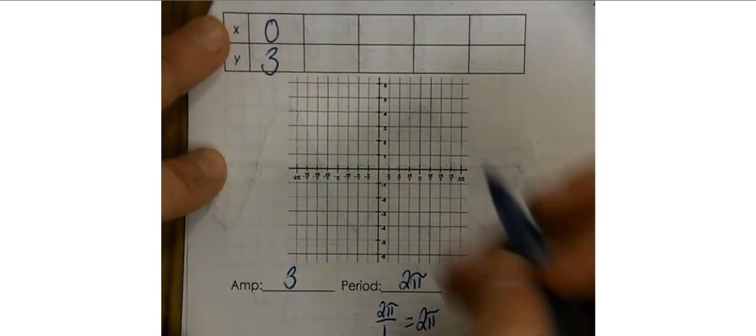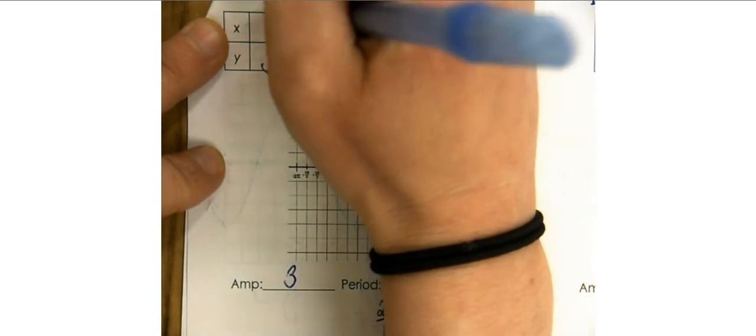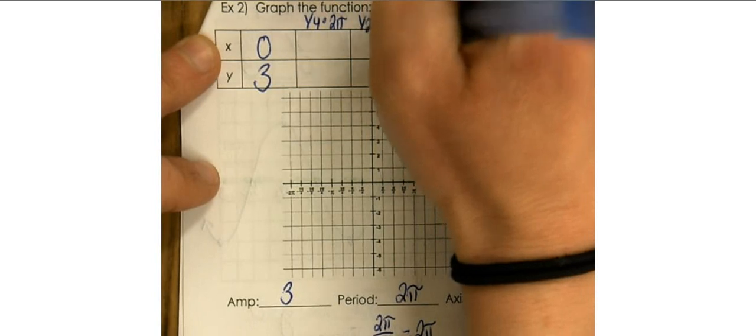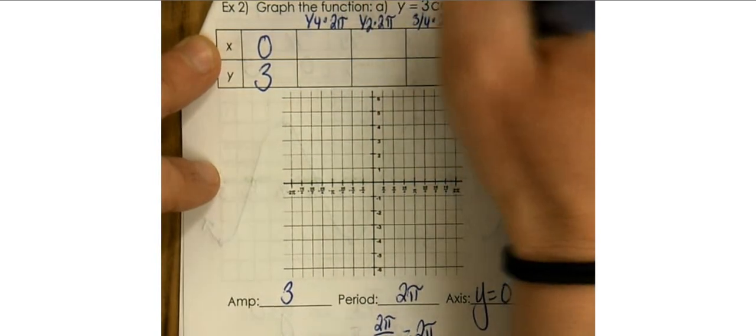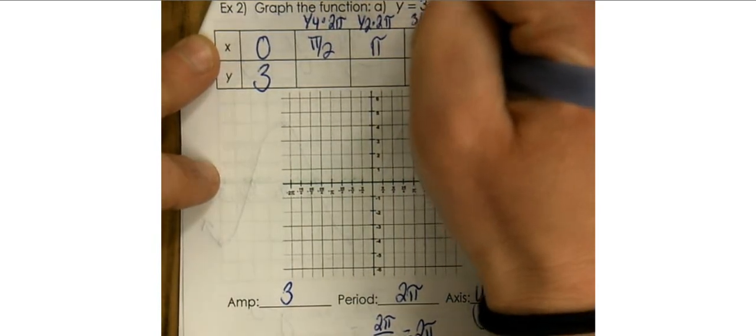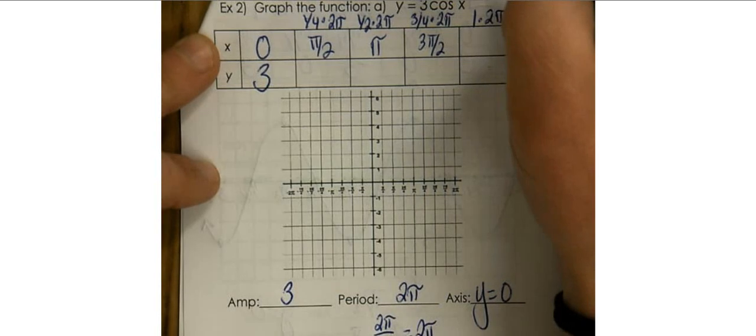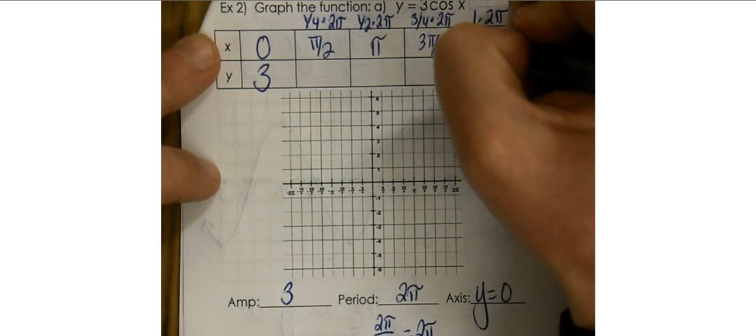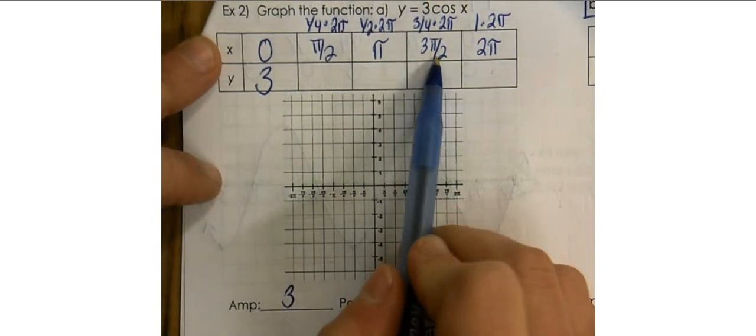And then my x values in this case are going to be 1/4 times my period. So that's going to be 1/4 times 2 pi. Then I have 1/2 times 2 pi. Then I have 3/4 times 2 pi. And then 1 times 2 pi. So a fourth of 2 pi is pi over 2. Half of 2 pi is pi. 3/4 of 2 pi is 3 pi over 2, and then 1 times 2 pi is 2 pi. So it's going to have the exact same x values as our parent function.